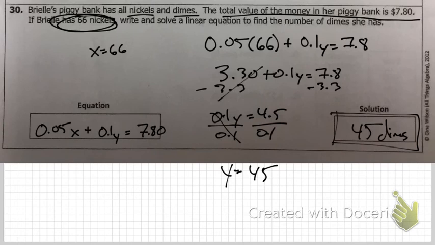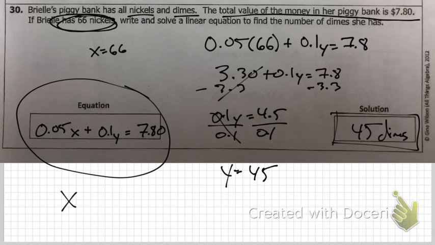So that's kind of the solution. This is more the situation, right? So if you have a linear equation, you need x and y to be in it. Otherwise, it's not linear. Okay? Yeah. Okay, do number 29.